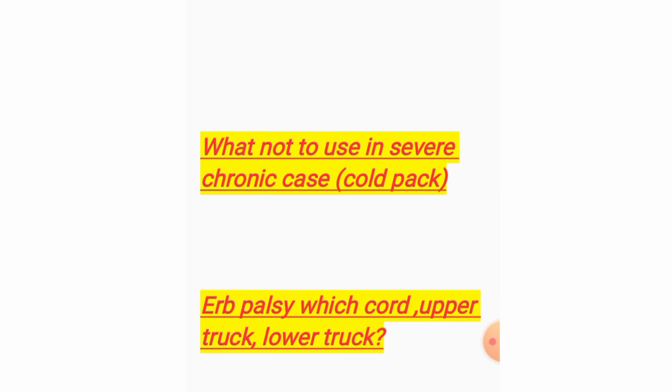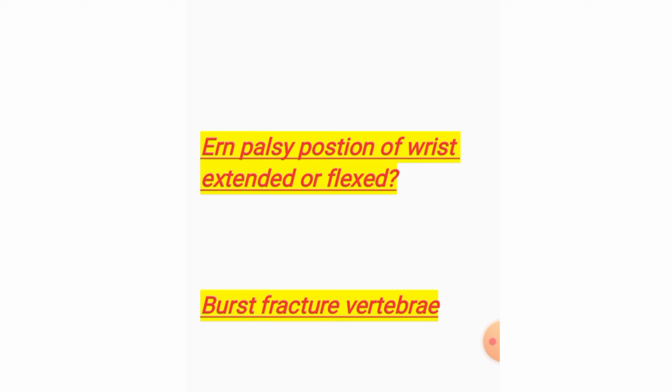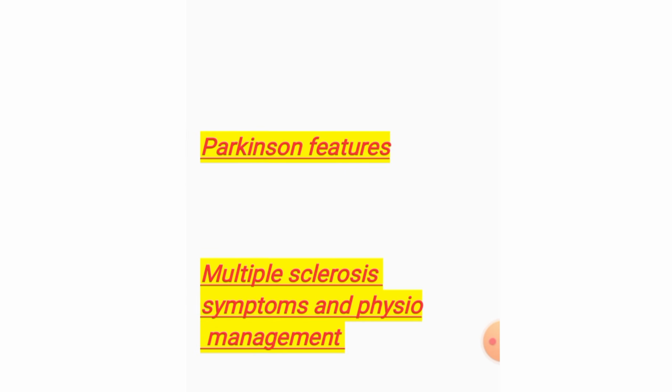In Erb's palsy, which count, upper trunk or lower trunk? Erb's palsy position of wrist, extended or flexed. Post-fracture vertebra. Parkinson's feature. Multiple sclerosis symptoms and physio management. ACL reconstruction. Meniscus test.